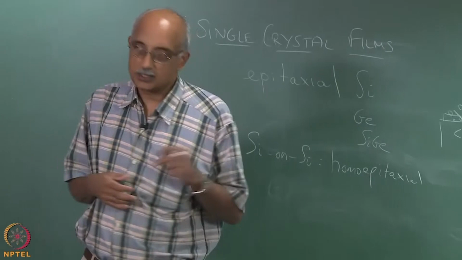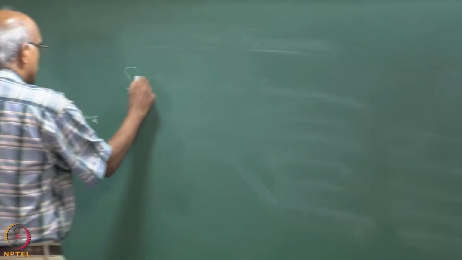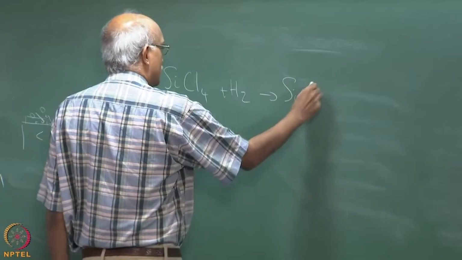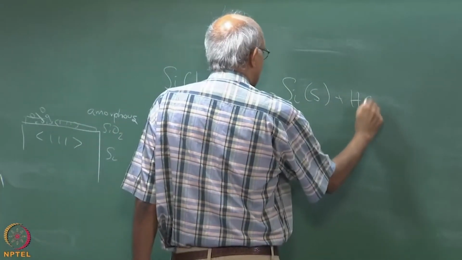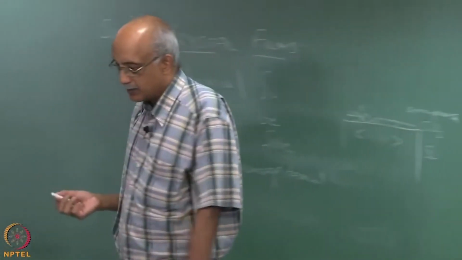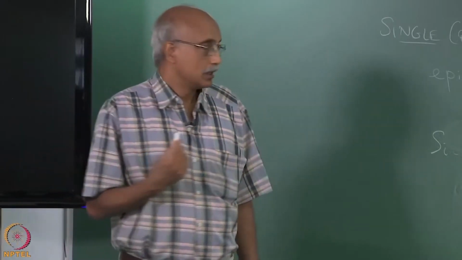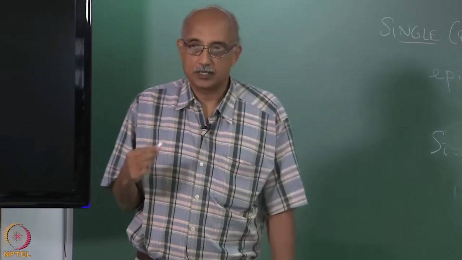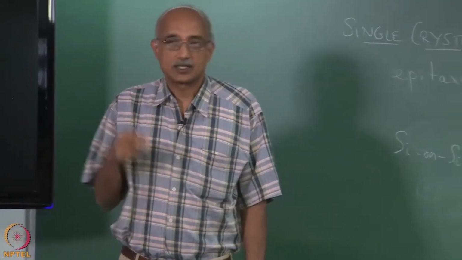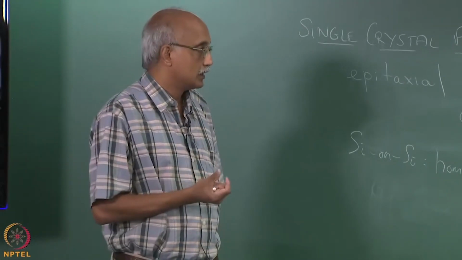To make epitaxial silicon, the favored precursor is SiCl4, which is typically reacted with H2 to give Si solid plus HCl. The reason that silicon chloride is preferred is because it can be used in a high temperature reactor, which essentially means that you can have a high deposition rate and you can get a crystalline structure. Essentially, the higher the temperature, the more crystalline will be the structure of the film that you make.